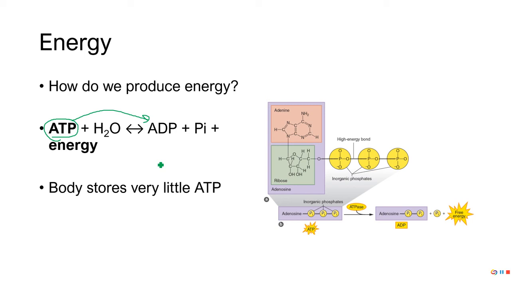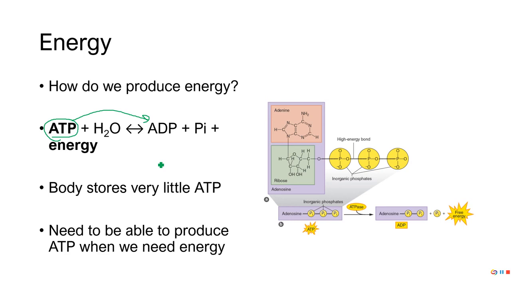Now, the body itself stores very little ATP, and the reason for this is that if we stored all the ATP that we needed to function throughout the day, we would weigh a lot. It's very inefficient to do that. As a result, we don't store a lot of ATP. Instead, we take ADP, we form ATP, that ATP is broken back down into ADP, and so on and so forth. Since we don't store a lot of ATP, we need to be able to produce it in times when we need energy.